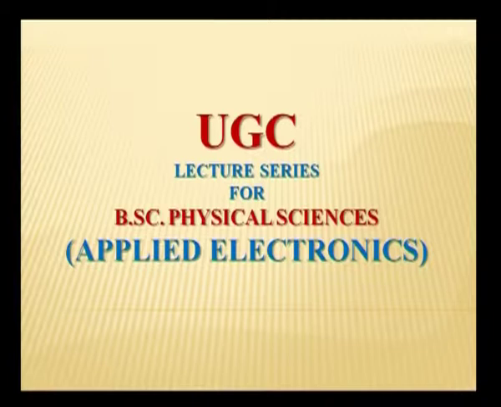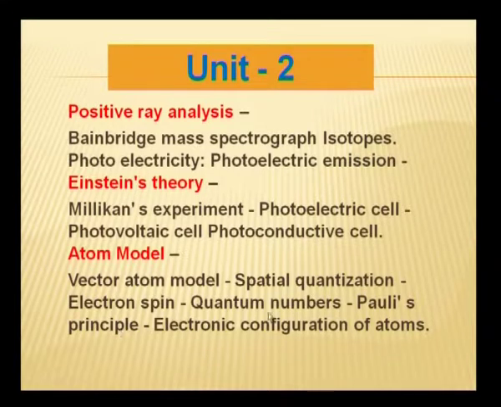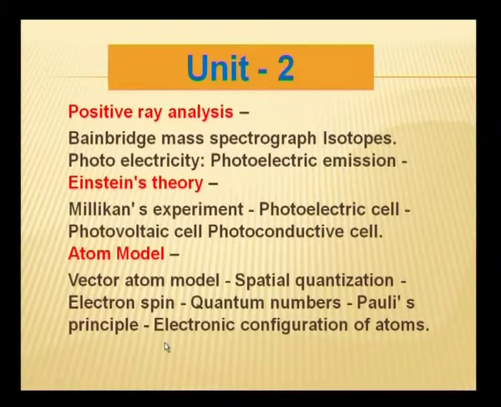Welcome to the UGC lecture series delivered for the BSc Physical Sciences students. We have been discussing the vector atom model in Unit 2, then the spatial quantization, electron spin, and the quantum numbers associated with the vector atom model. This is one of the very important lectures, in the sense that, look at the last line, the electronic configuration of atoms, or in other words, the Mendeleev periodic table, is explained based on the vector atom model in conjunction with the most famous Pauli's exclusion principle.